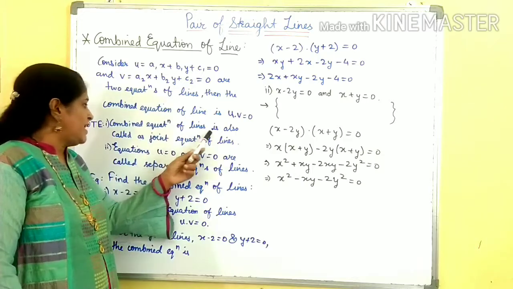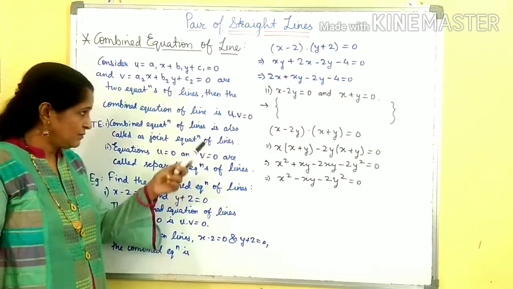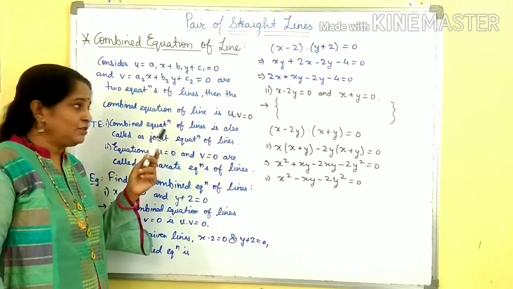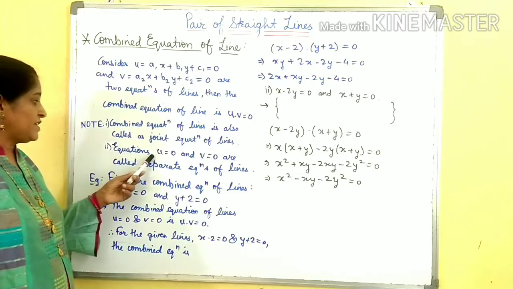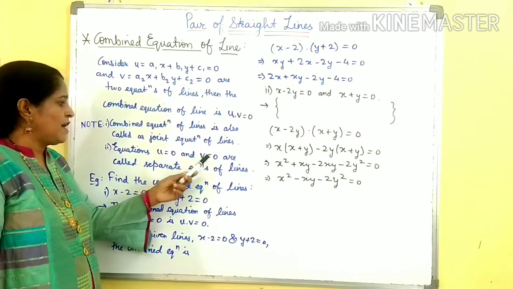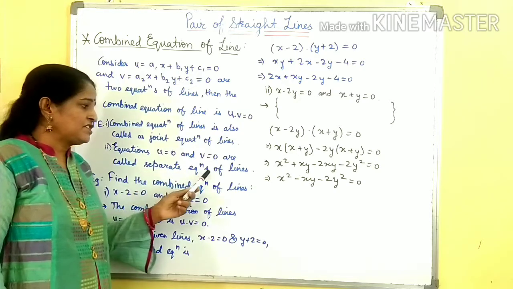Combined equation of line is also called as joint equation of line. Combined equation is also called as joint equation. And the equations u is equal to 0 and v is equal to 0 are called separate equations of line.